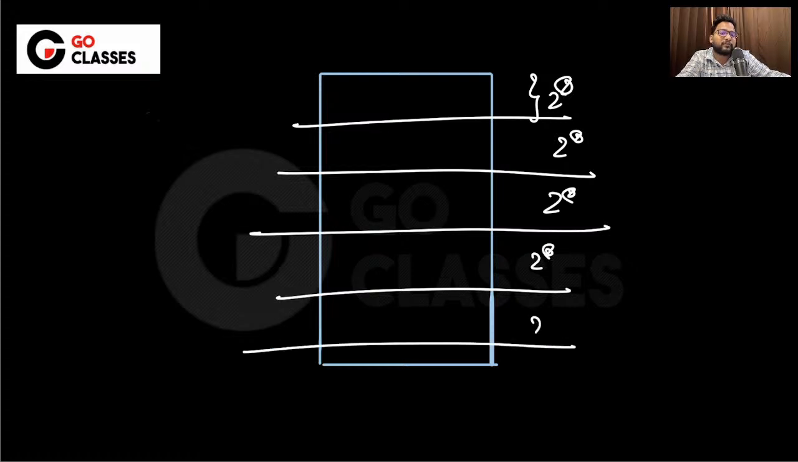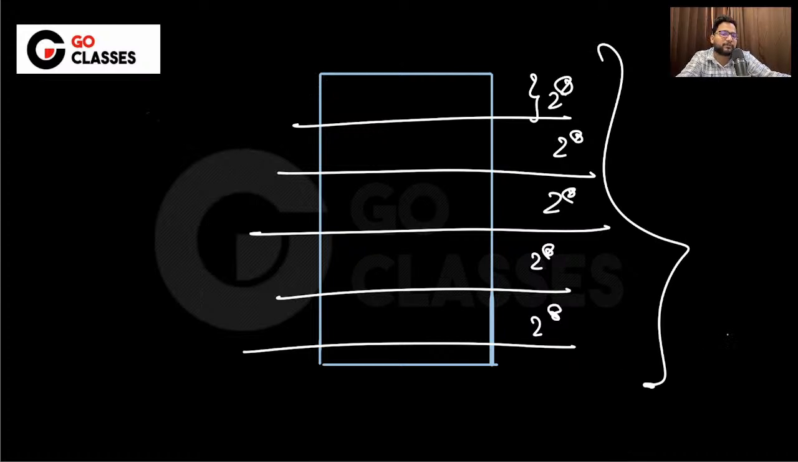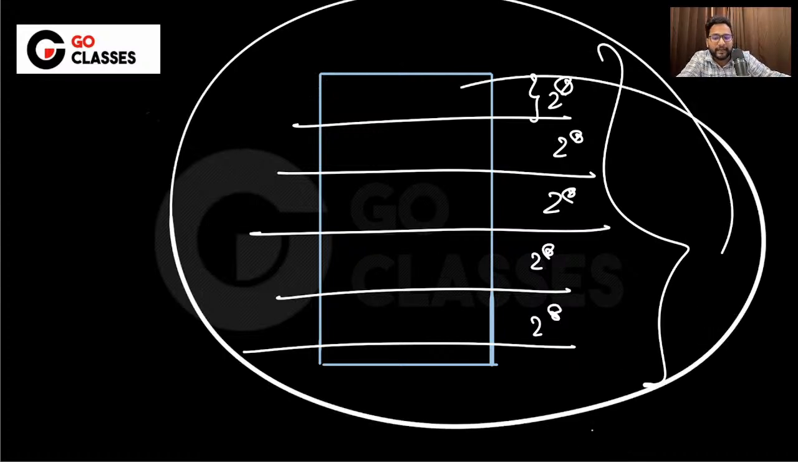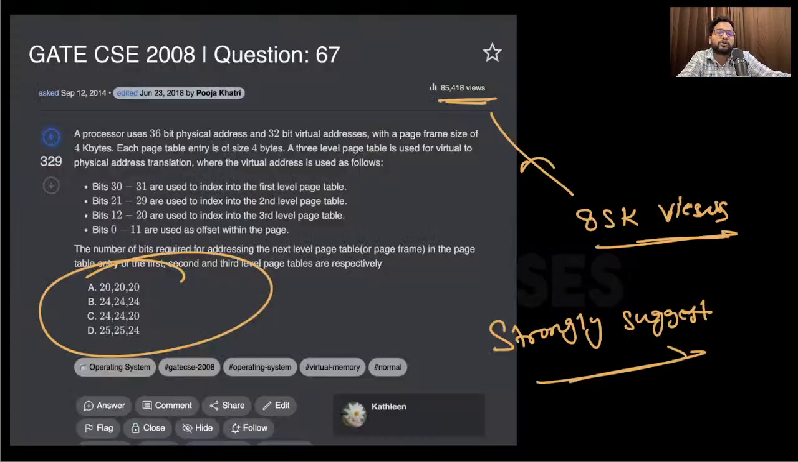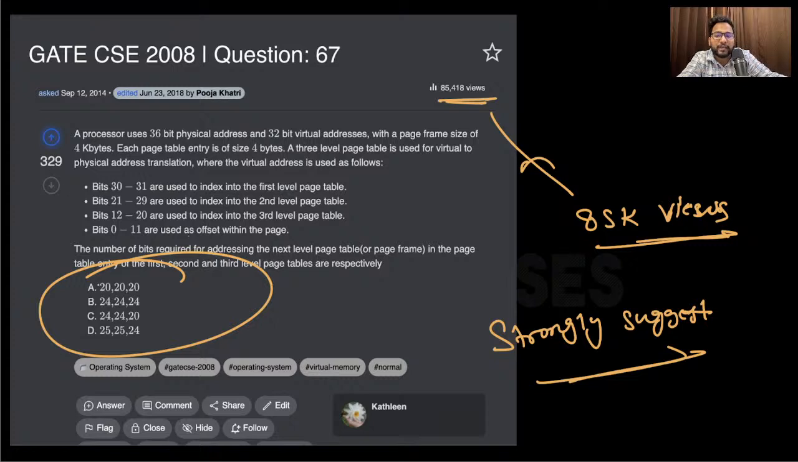These are the logical divisions. You will not always divide into 2 power 8, and this is actually one of the major misconceptions. Because of that, this GATE question was not solved by many of the people. As you can see, this question has 329 upvotes, which is a huge number of upvotes, right?